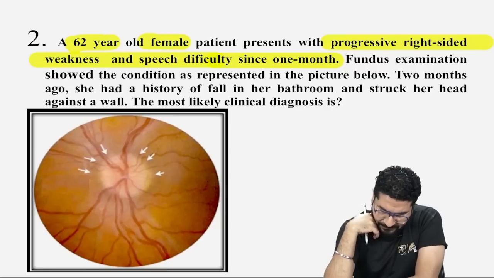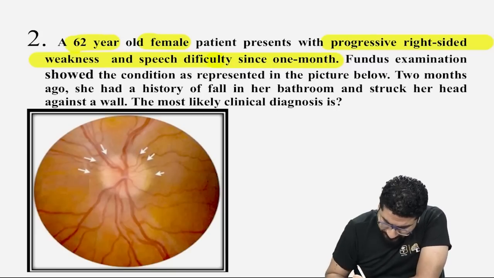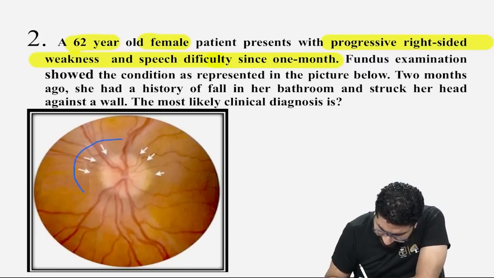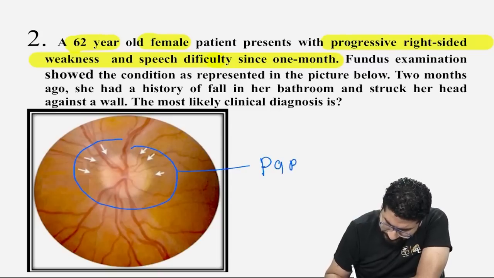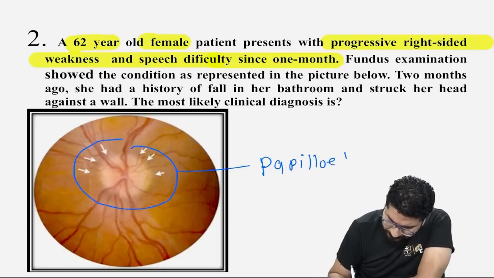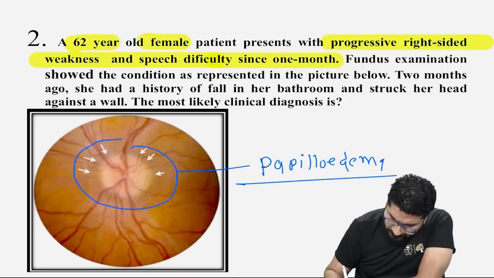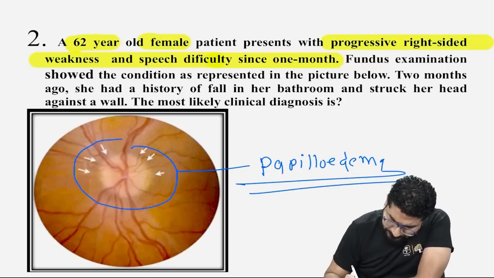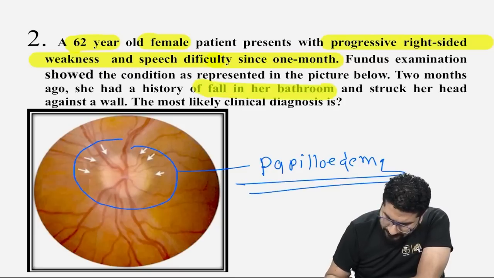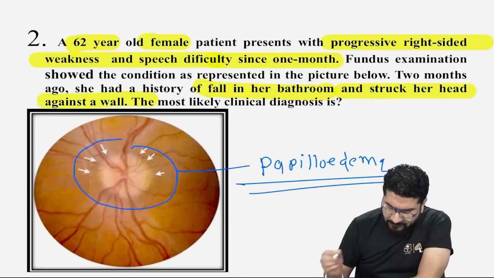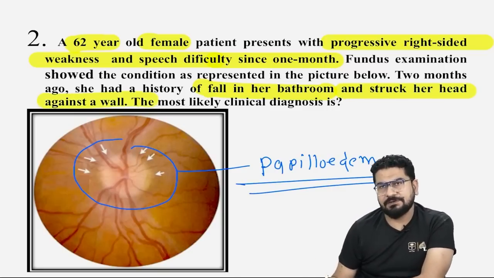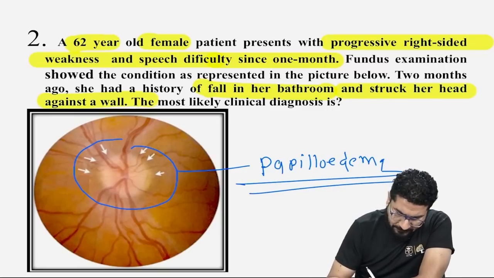Fundus examination shows the condition as represented in the picture below. So let me show you this picture. You can see here disc edema. This picture is suggestive of papilledema. Two months ago she had a history of fall in her bathroom and struck her head against a wall. Means 2 months before she had a history of fall. So the second hint is history of fall.